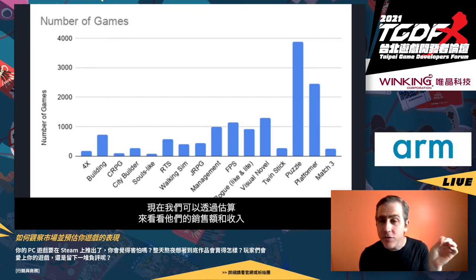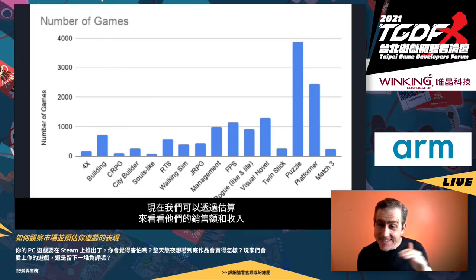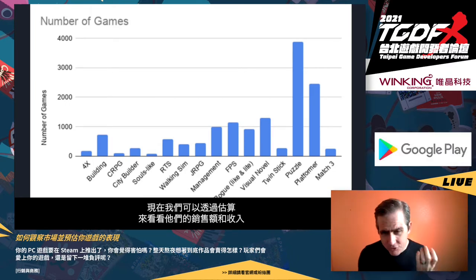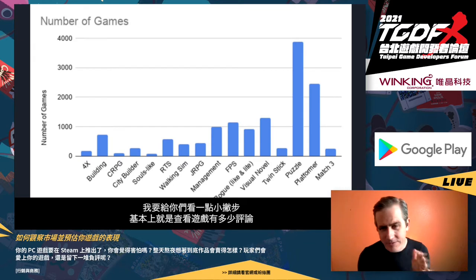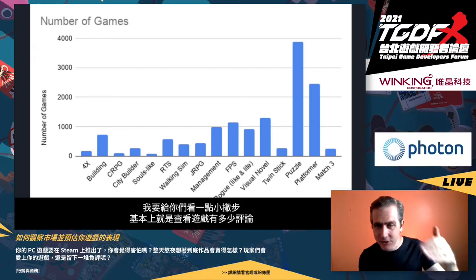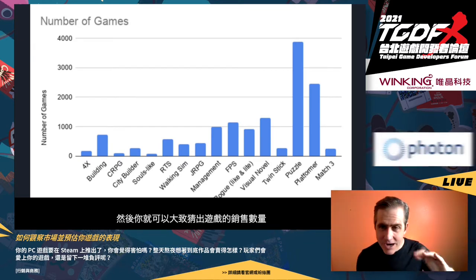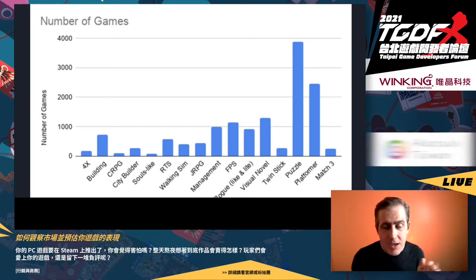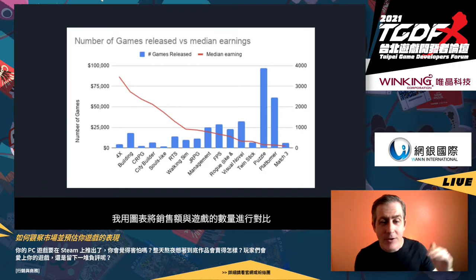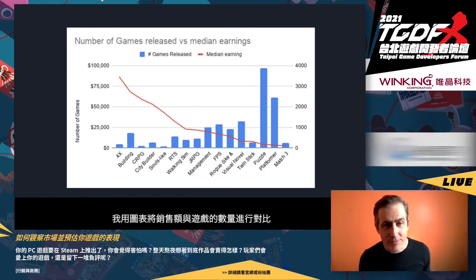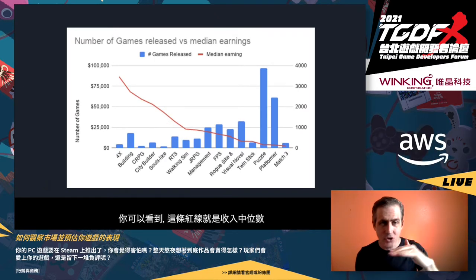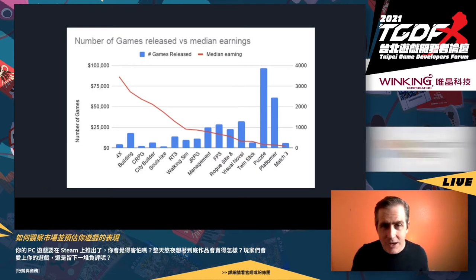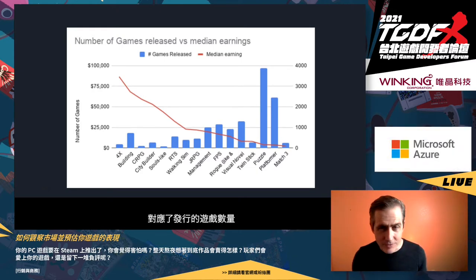Now, we can use some estimation and see how many sales and how much revenue is generated by those, by a sneaky trick, which I'll show you, which is just basically looking at how many reviews a game has. And then you can correlate that with the number of sales that have been made of the game. So let's take a look at that. I graphed it against the number of games. As you can see, this median earning, which is the red line, maps against the number of games released.